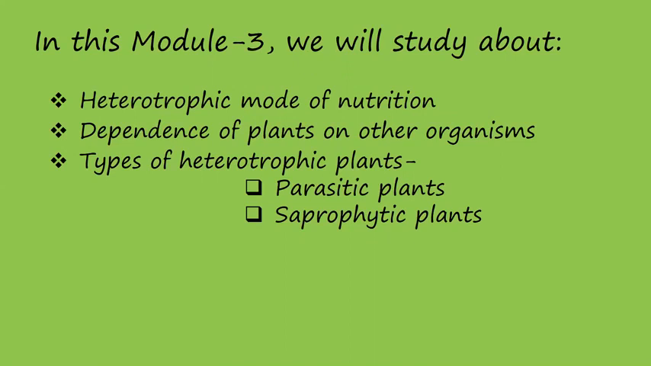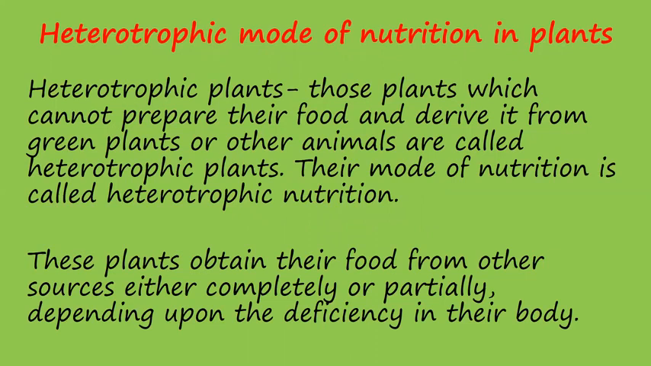In this module 3, we will study the heterotrophic mode of nutrition in plants. We will study the dependence of heterotrophic plants on other organisms for their food, and we will discuss types of heterotrophic plants, that are parasitic plants and saprophytic plants. We will discuss those plants which are incapable of preparing their own food.